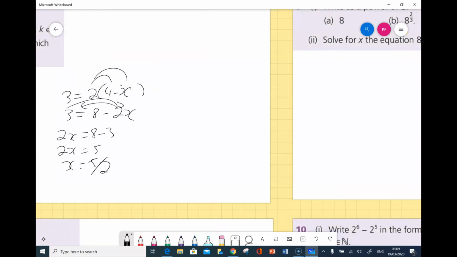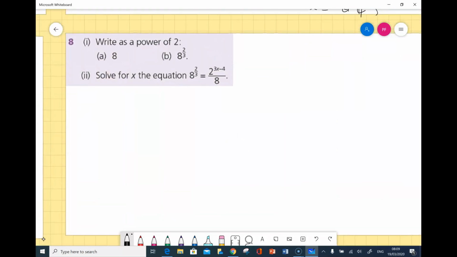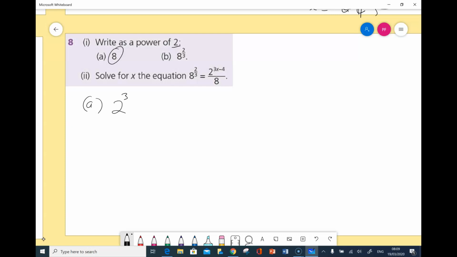All right, let's have a look at question 8. Write as a power of 2, 8. Well, it's easy. 8 can be just written as 2 to the power of 3. Write as a power of 2, 8 to the power of 2/3. Well, I know that I can write 8 as 2 to the power of 3, and then that's to the power of 2/3. When I have a situation with indices and brackets, I multiply. So that is 2 to the power of 6 over 3. And of course, 6 over 3 is just the same as 2.